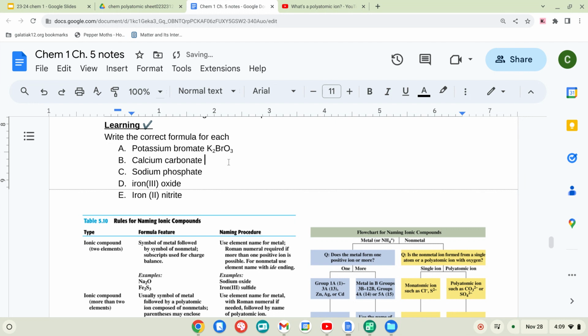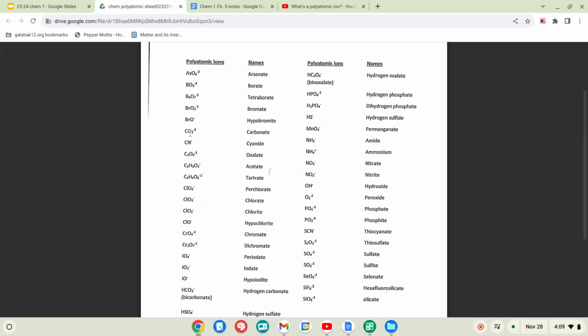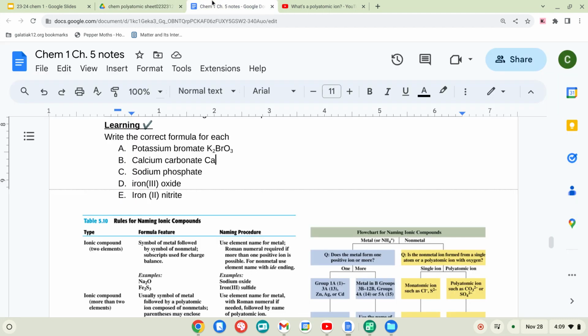All right, calcium, Ca, is a +2. I'm going to look at carbonate, and carbonate is right here. It is CO3, and it is a -2. Now, I could crisscross those and say Ca2, CO3, 2, but I'm going to simplify. If I have a +2 and a -2, they already equal 0. Now, remember that 3 should be a subscript.